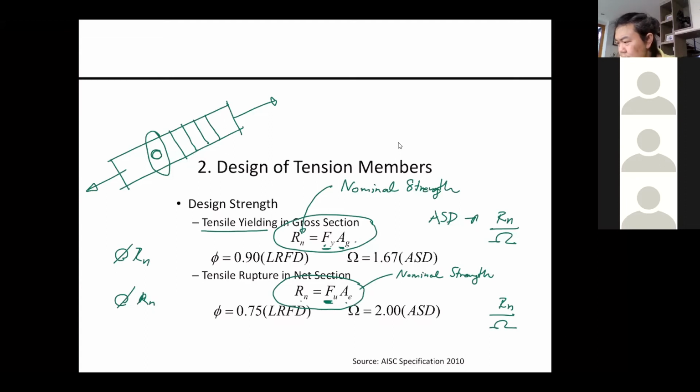Notice that here is yielding, so factor of safety is 1.67 or 5/3. This is 2.